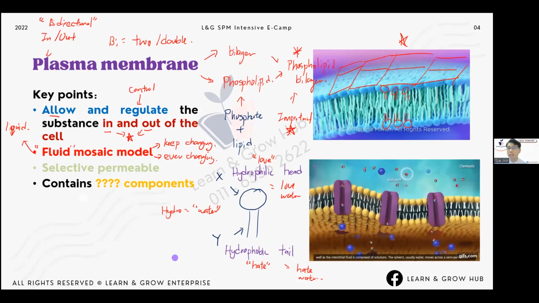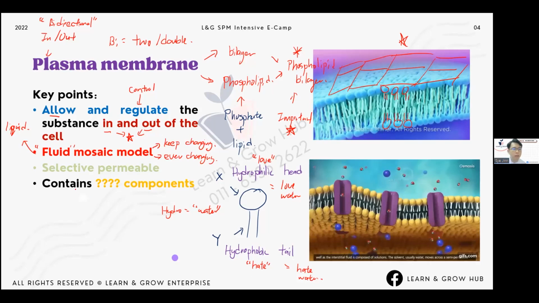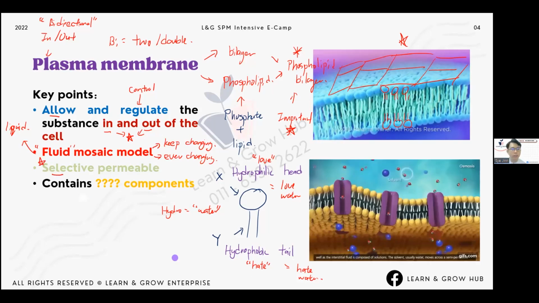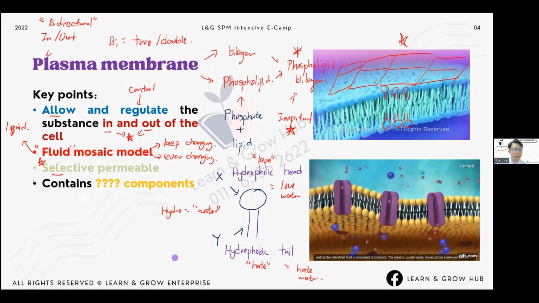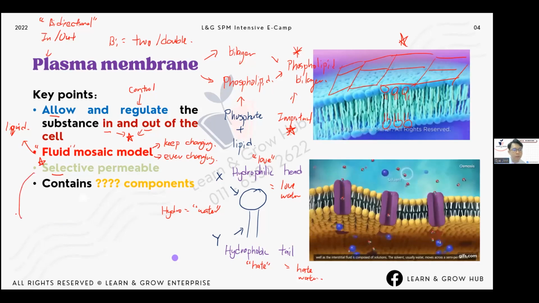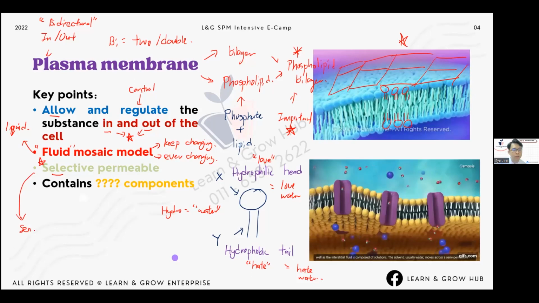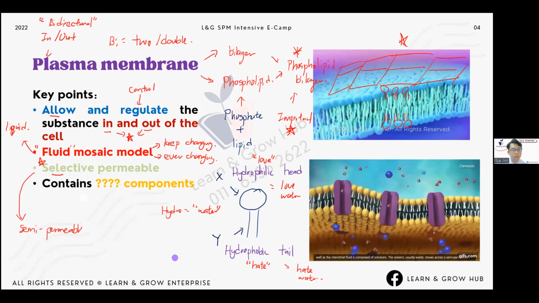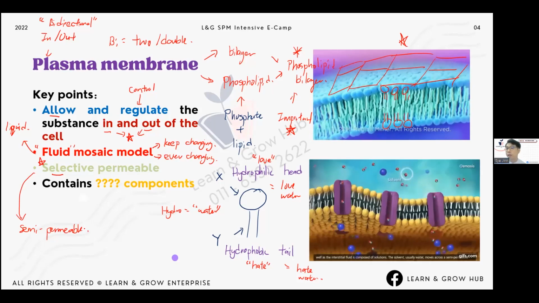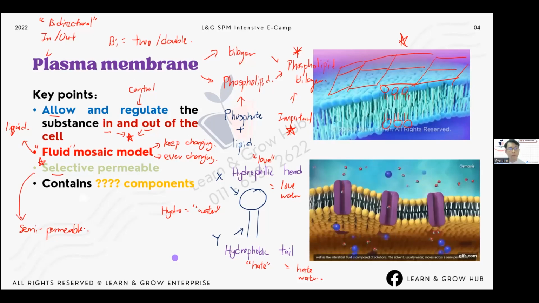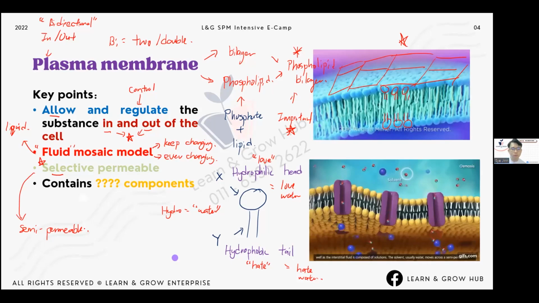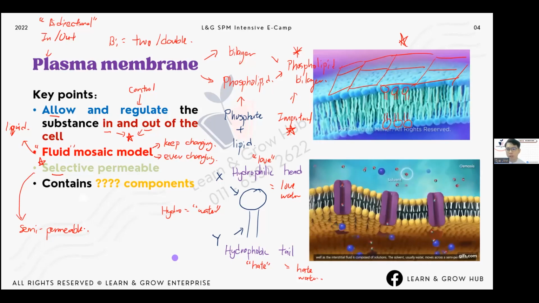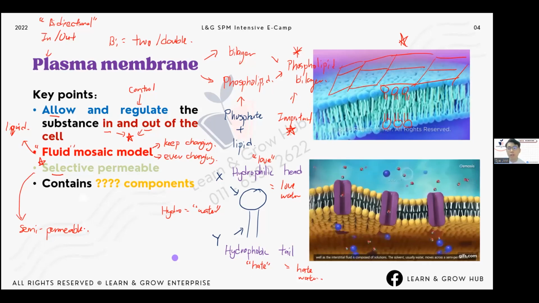And they are selectively permeable. One of the famous answers in the SPM exam, when they ask about permeability, there are only two answers. You can write either selective permeable or semi-permeable. Both will be acceptable. And the last key point, I put a question mark. Why? Because we can try to guess what is the thing on the right.